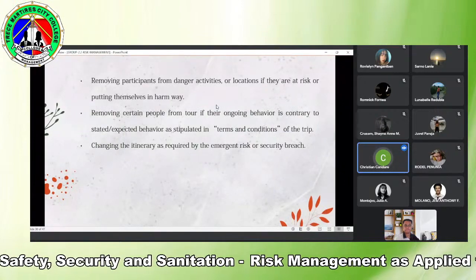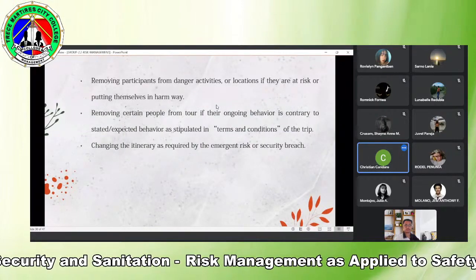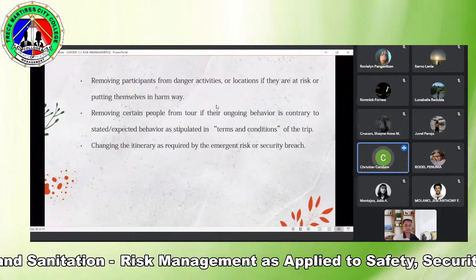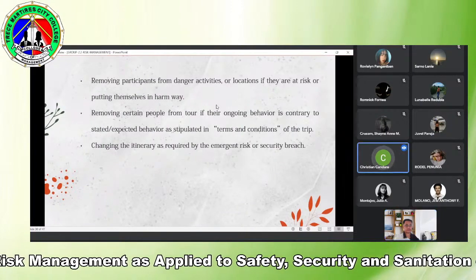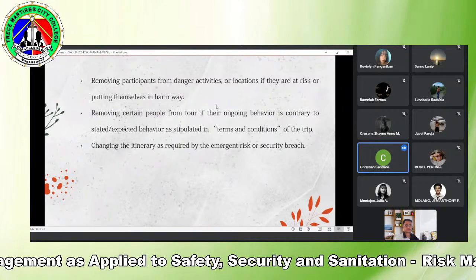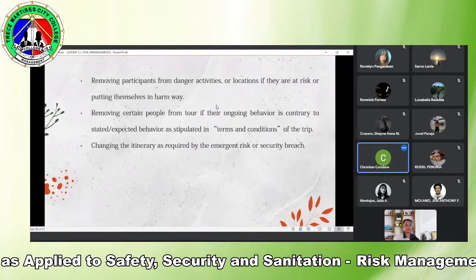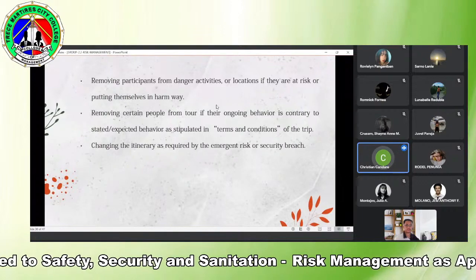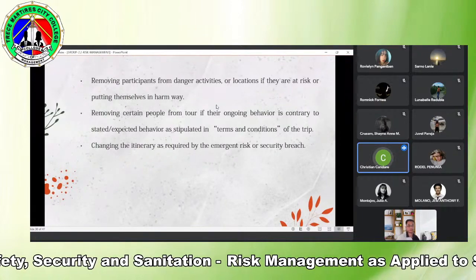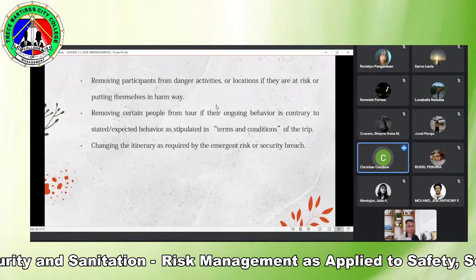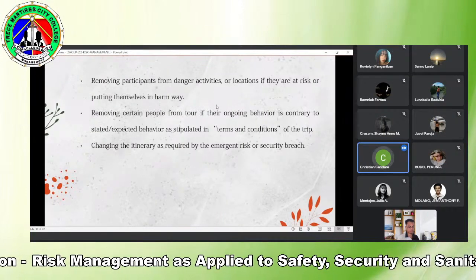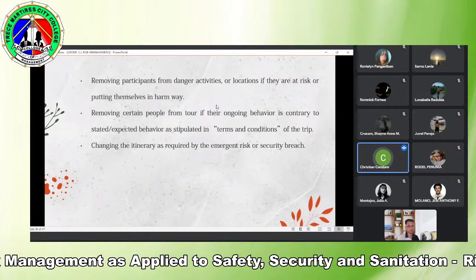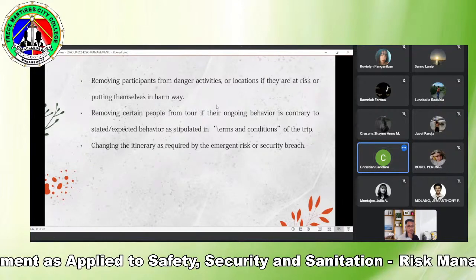Next is removing certain people from the tour if their ongoing behavior is contrary to the stated or expected behavior stipulated in the terms and conditions of the trip. True, because they will only be more trouble and people might be scared and angry, and maybe they will start a fight. Before leaving, tell all the people that bad behavior is not allowed.